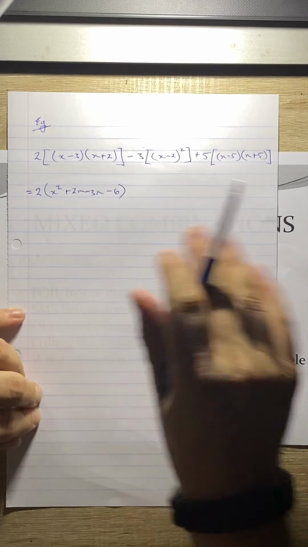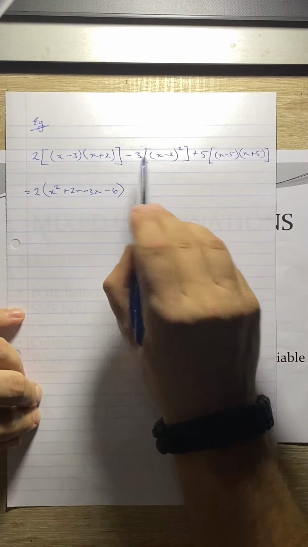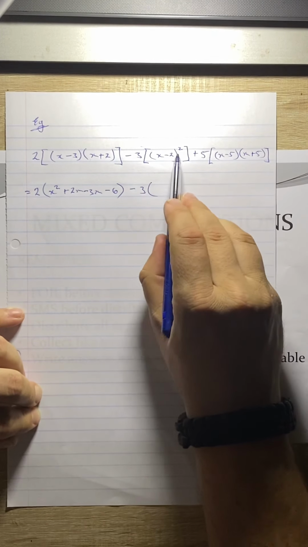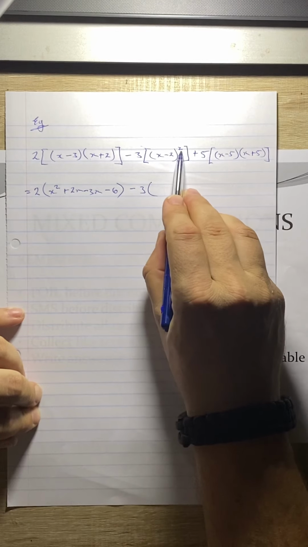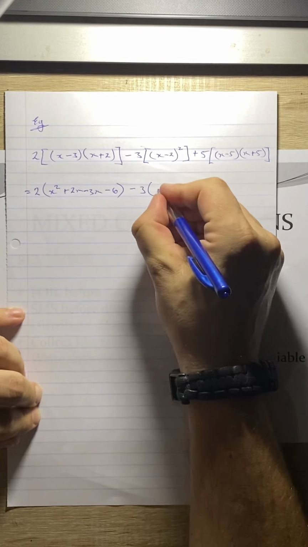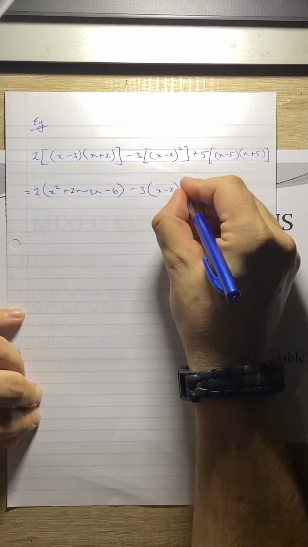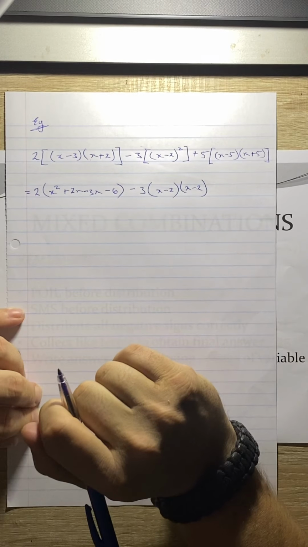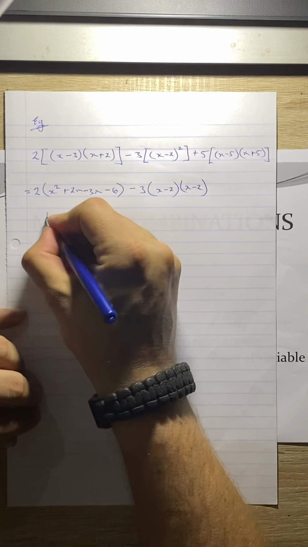That's that. Now, we've got this minus 3 multiplied by. Now remember, what does this bracket mean? What does this squared mean with this bracket? It means that we have 2 of those brackets. So this would become x minus 2, x minus 2. Okay, and we'll sort that one out in a second. I'm just going to go to the next line.